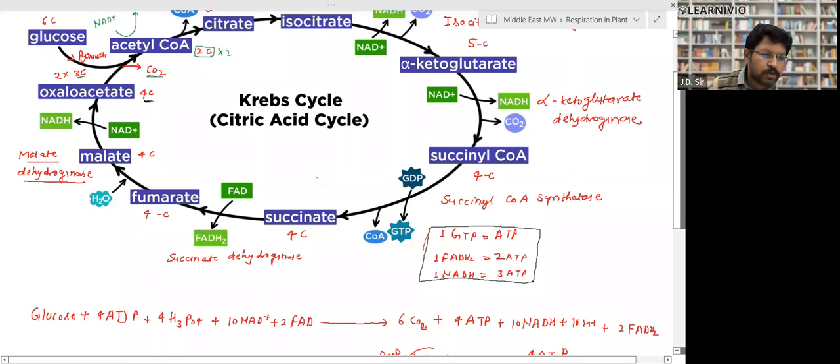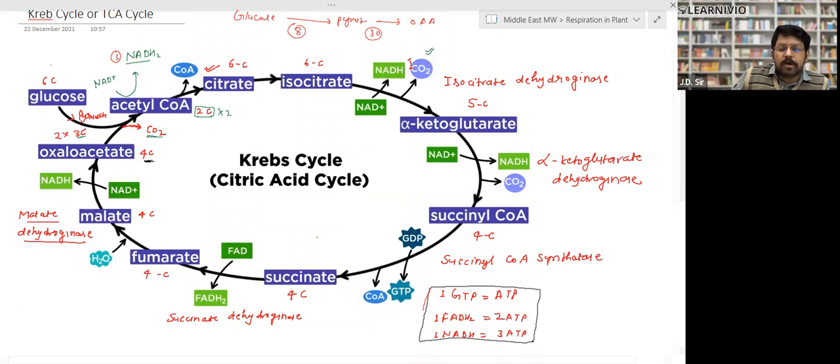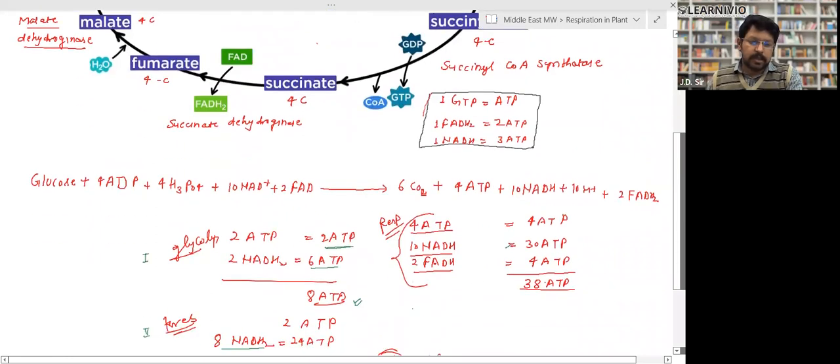Again, this oxaloacetate, a 4-carbon compound, meets with acetyl coenzyme A, a 2-carbon compound, and makes citrate, that is a 6-carbon compound. That's how the process takes place and burning of glucose takes place, and everywhere carbon dioxide is removed, decarboxylation takes place, and formation of energy takes place in the form of GTP, FADH2 and NADH. Here I have told you how much energy is produced.